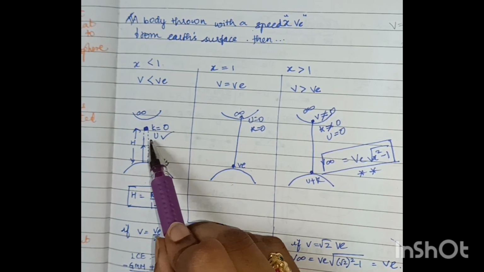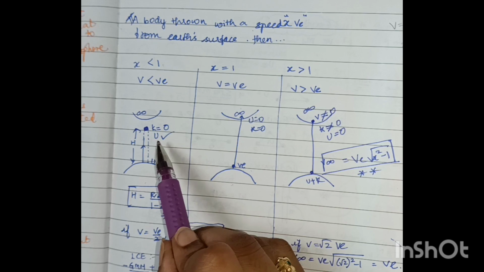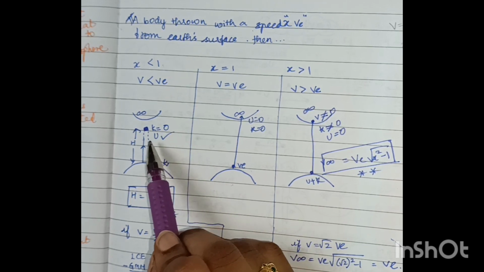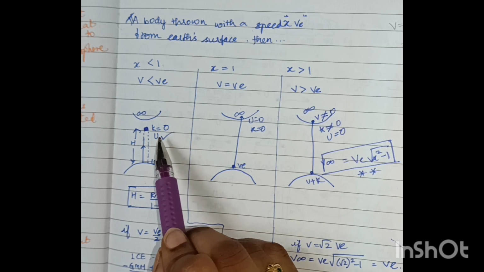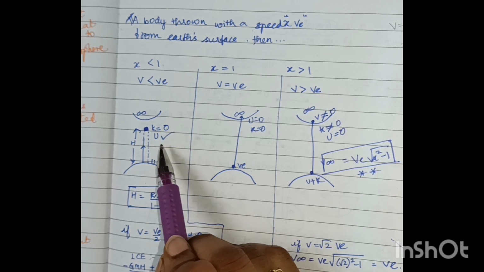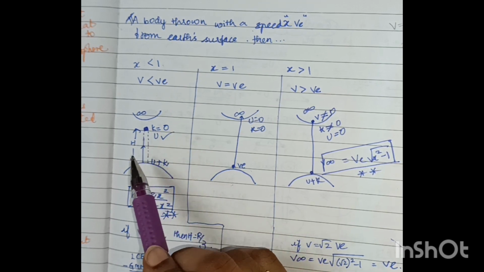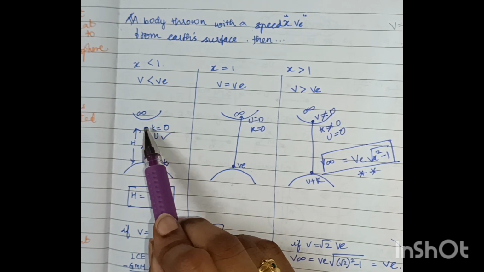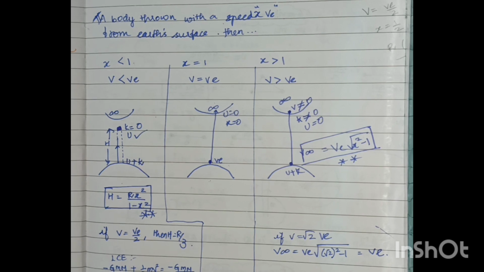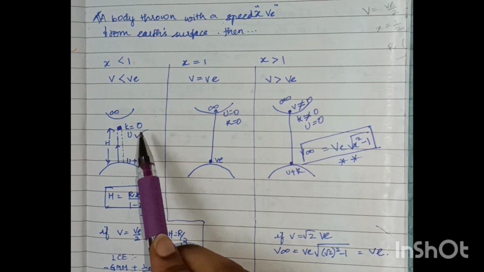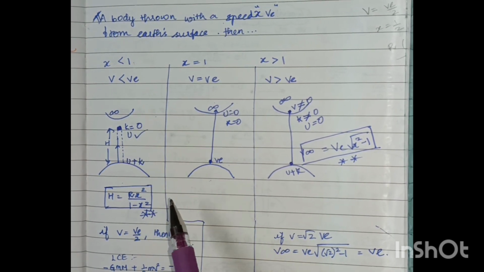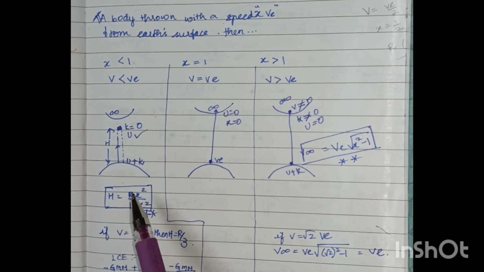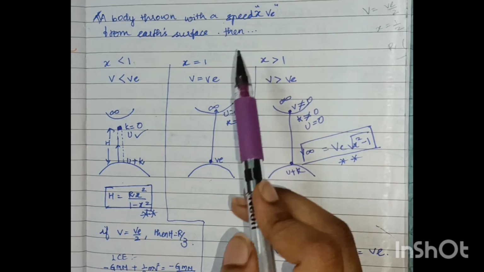Now what is the potential energy? Will it have any potential energy? Yes, it will have. Why? Because it is not at all reaching infinity, so there will be a value of potential energy. At the maximum height reached, there will be only potential energy and there will not be any kinetic energy. Now the general question asked is, what is the maximum height reached if the velocity is xVe?